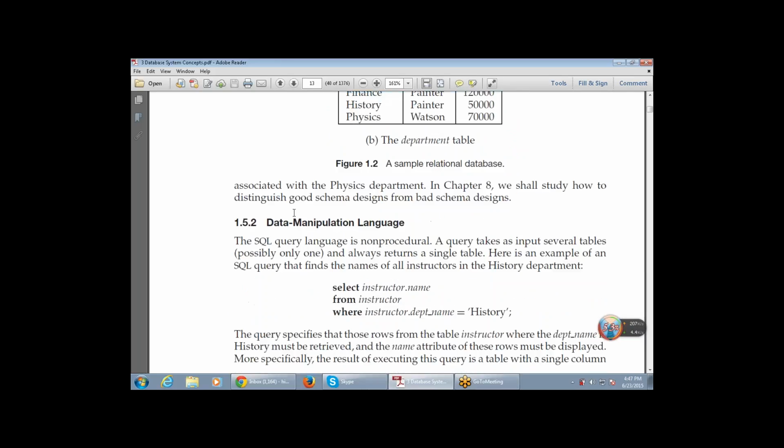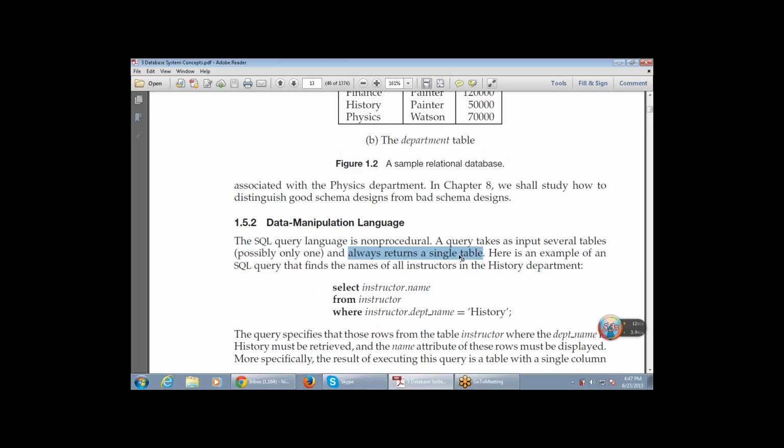Now next is the data manipulation language, that is the structured query language, a non-procedural language. A query takes as input several tables, possibly one or more, and always returns a single table.